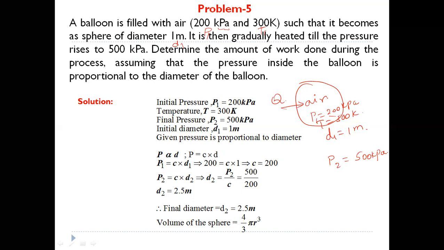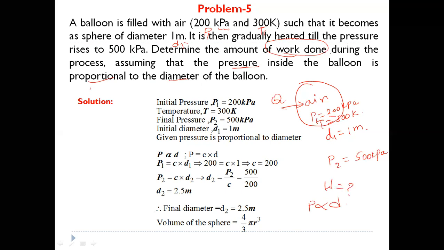We have to determine the amount of work done during the process, assuming that the pressure inside the balloon is proportional to the diameter of the balloon. So we have to find the work done W, and P is proportional to diameter. This is the given data, and work is what we have to find out.